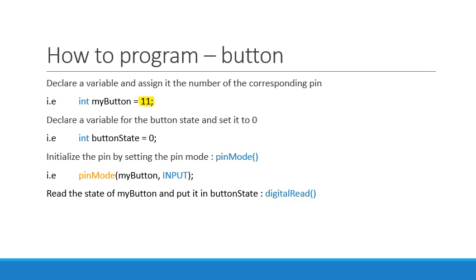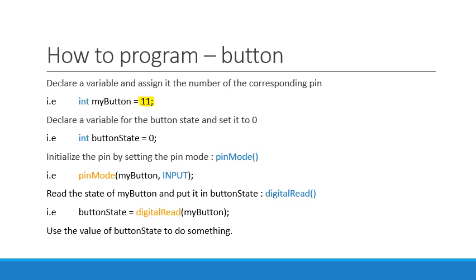The next thing is to read the state of my button and store it in button state. So this digital read function, we write it like this: button state is equal to digital read into bracket my button. And what this does is that it stores the value or the state of my button pin. It takes that state, which is either 0 or 1, and stores it in the button state variable so that we can easily use it. And the next step will be to use the value of button state to do something, to do anything. You can do anything you can dream of with this.